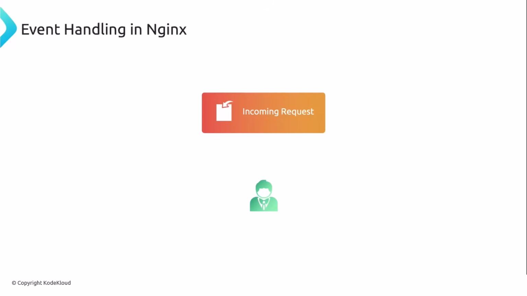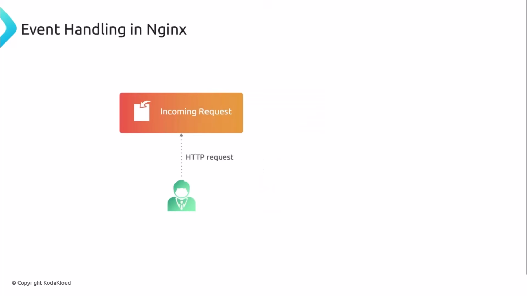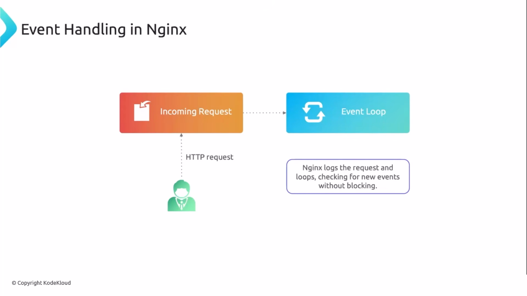Now let's translate that to Nginx. Let's break it down into steps. The first step is the incoming request, or in our example, a customer's order. Nginx receives a new HTTP or HTTPS request from a client. Then it moves on to the second step, and that is the event loop, which in our restaurant example is the waiter. Nginx logs the event of the request, writes down the order essentially, then continues in an event loop, constantly checking for new incoming events without blocking the process. This event loop is essentially our waiter going back and forth between the chef.